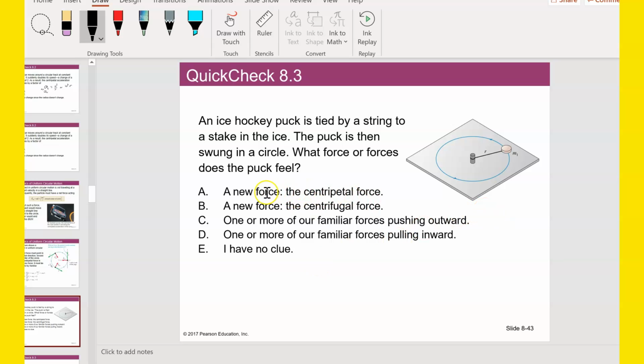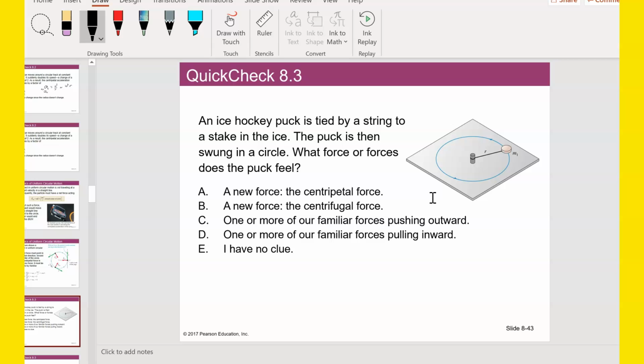Alright. It's not a new force. The centripetal force is not some new force. It's always caused by something we've already talked about, like tension or gravity or friction or something like that. It's not the centrifugal force. Centrifugal force is kind of an imaginary force. It's the force that you imagine or you feel like is going on when you're going in a circle, when you're going around a curve. It's because it feels like you're being forced or thrown outward.